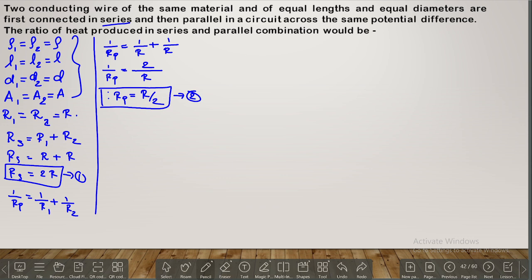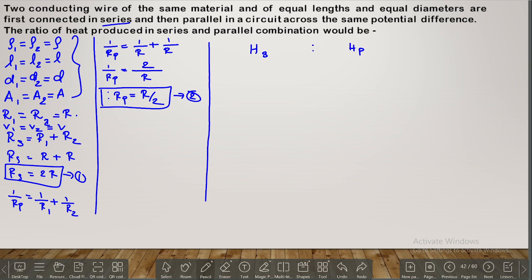Now come to the remaining part of the question. Then in parallel across the same potential difference, that means the potential difference is also the same. So we can write V1 is equal to V2 is equal to V. They are asking for the ratio of heat produced in series and parallel. What does ratio mean? We are going to compare heat produced in series to heat produced in parallel.